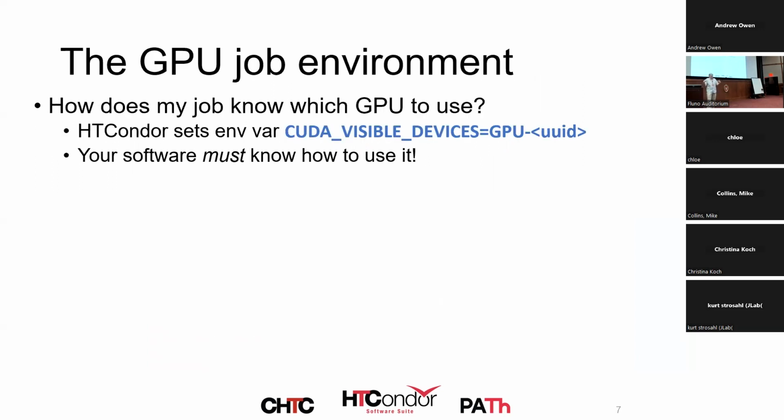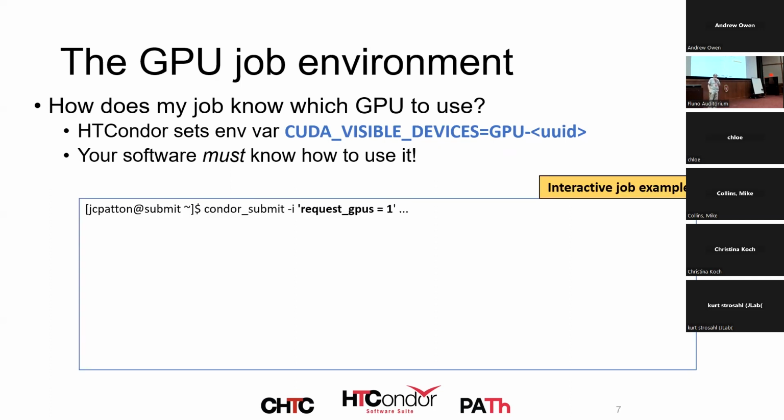So my job gets going. It starts running on the execution point. How does my executable actually know which GPU to use? Oftentimes you might be landing on a machine that has 2, 4, 8 GPUs. What HTCondor does is it sets this environment variable, CUDA_VISIBLE_DEVICES, to the GPU UUID. In the default case, at least, it'll be some kind of identifier for the GPU. And very importantly, your software must know how to use this variable. If it doesn't, then it's kind of questionable what GPU you'll actually end up running on.